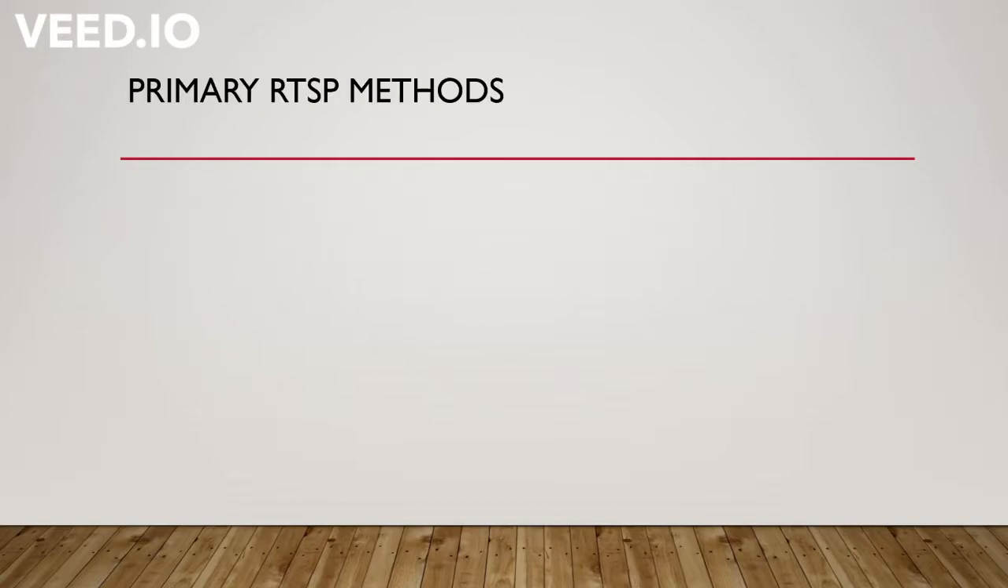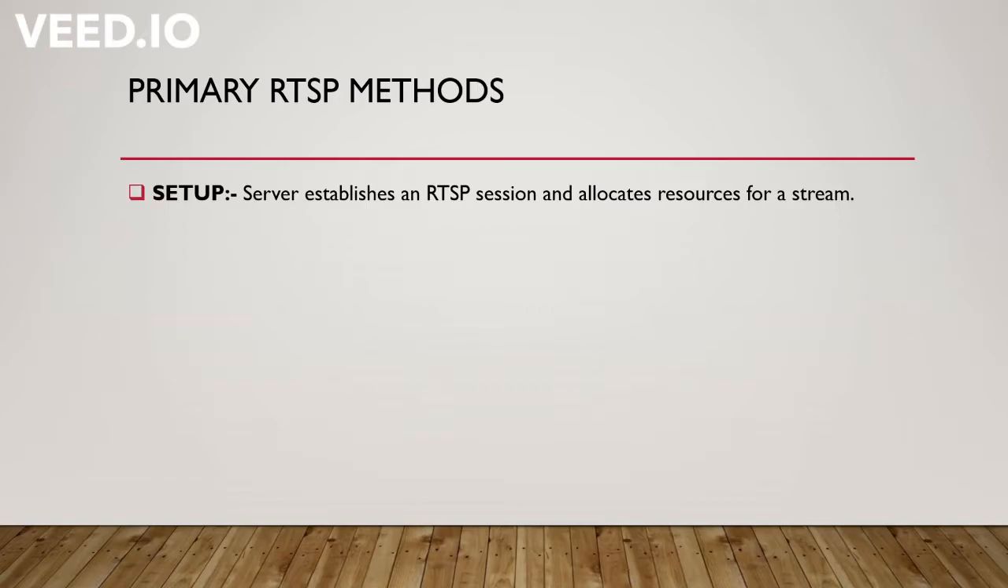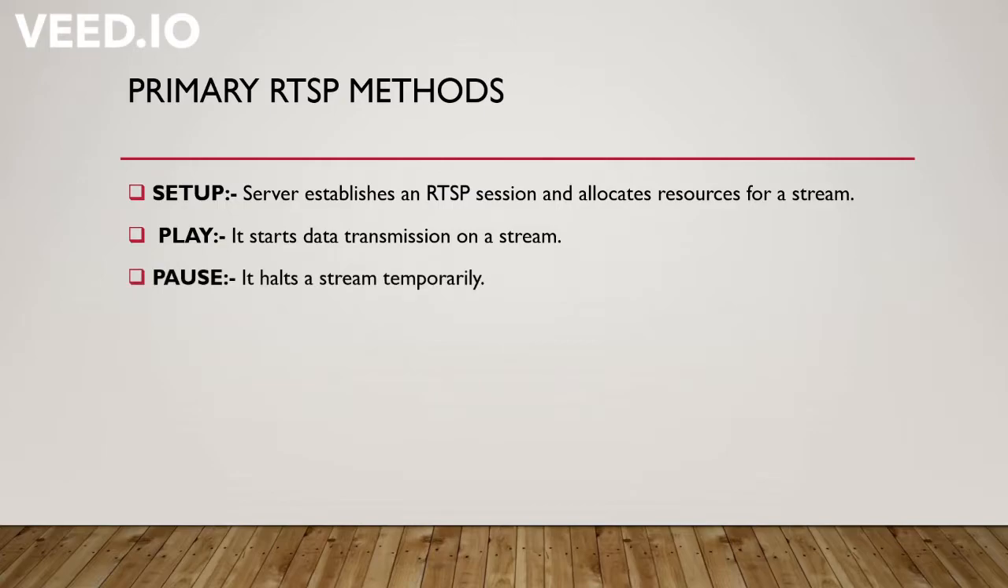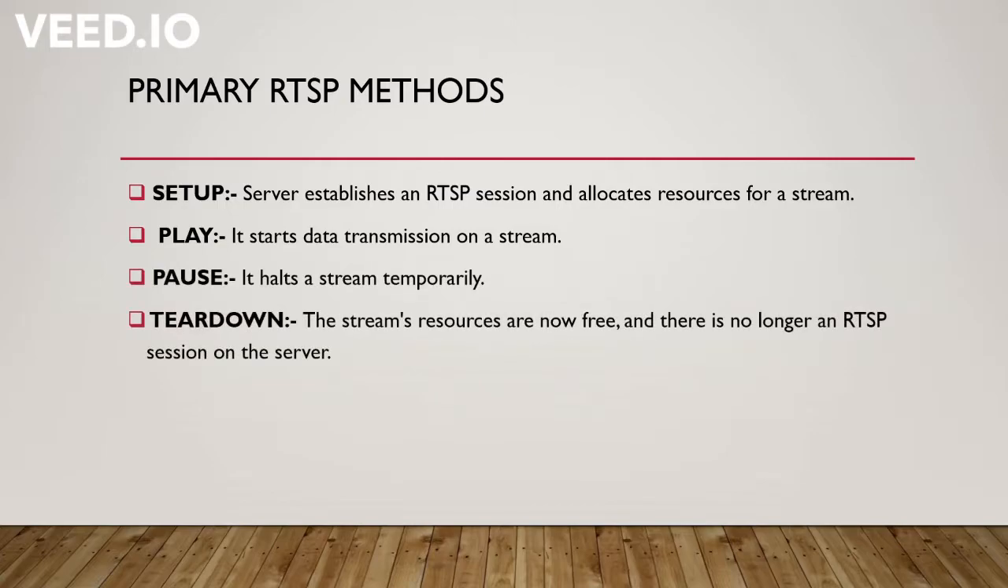The following are the primary methods of RTSP. Setup allocates resources for a stream. Play starts a data transmission on the stream when the setup method is already established. If video is being streamed, then pause will stop the streaming. Teardown will free the resources allocated.